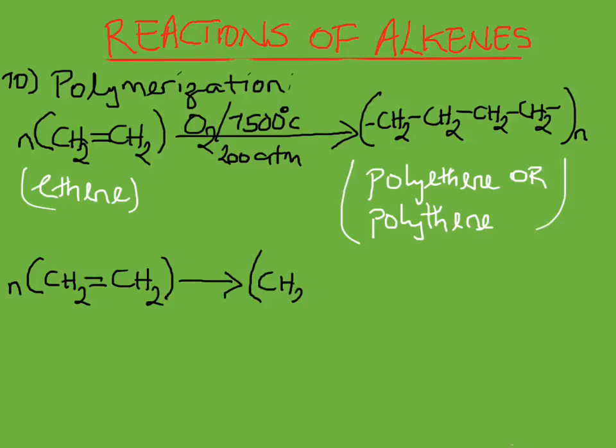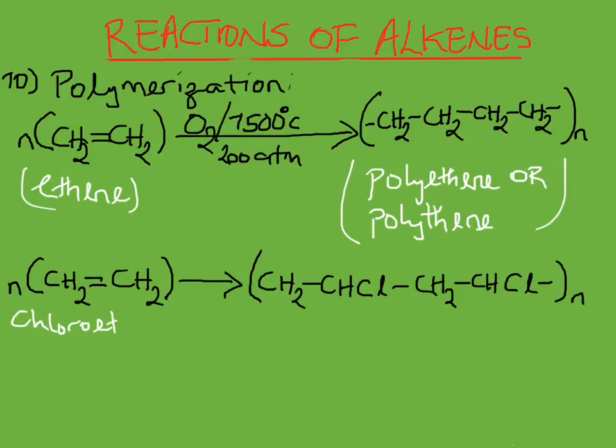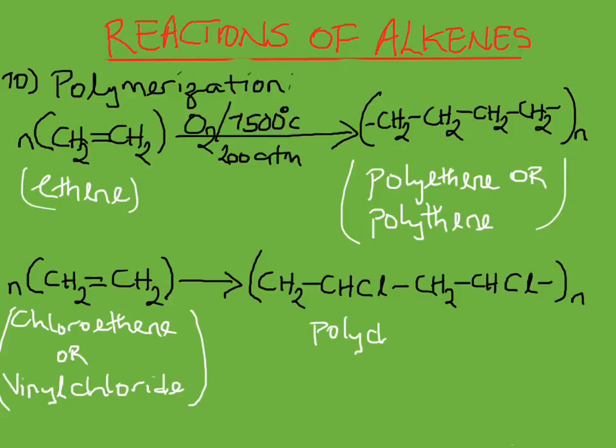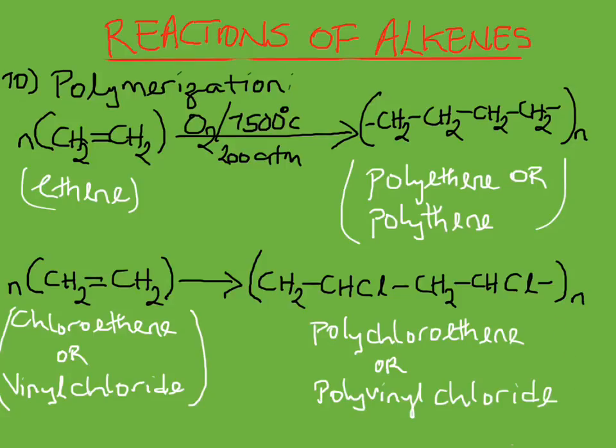The next reaction there, we also find chloroethane reacting, also undergoing polymerization to give us polyvinyl chloride, or polychloroethane. The next thing we're going to look at is alkynes.